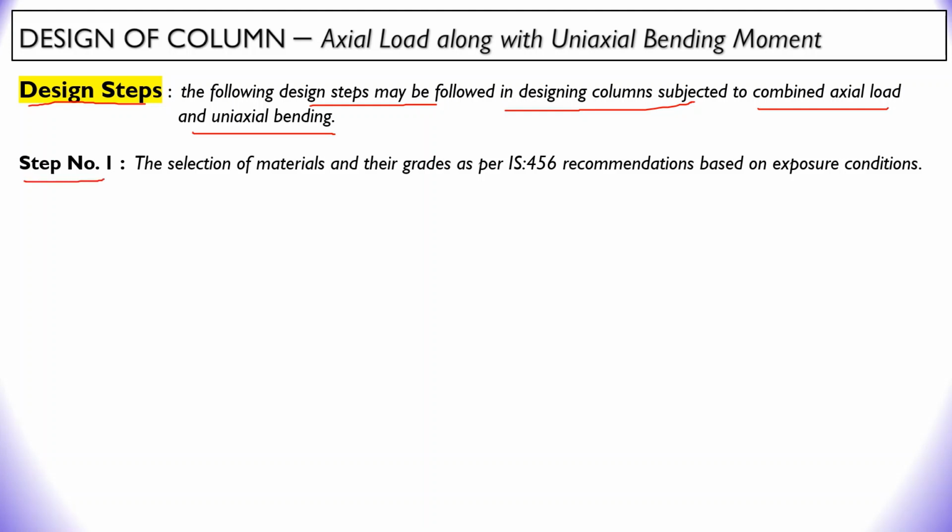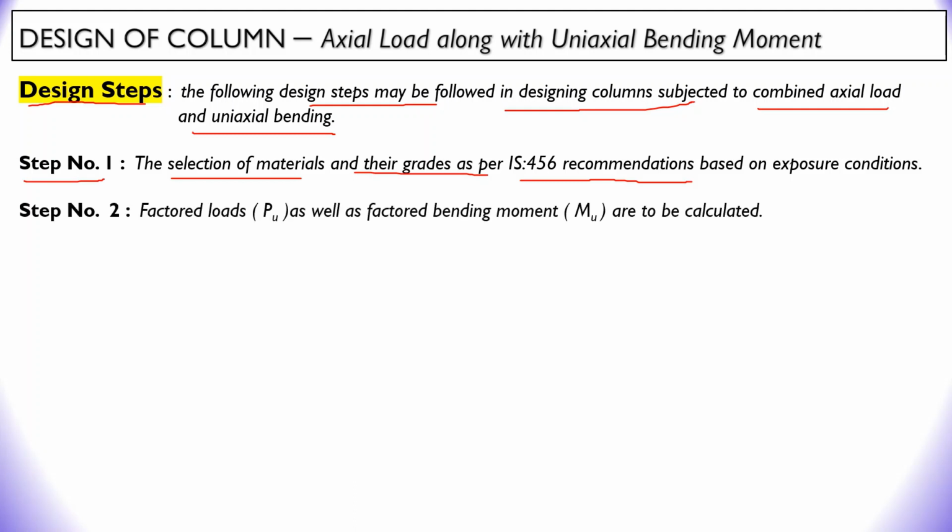Step number one is the selection of the materials and their grades, again as per IS 456 recommendations, which may be based on exposure conditions. In step number two, based on the data available, we first have to calculate the factored load, that means the ultimate factored load Pu, and the factored bending moment. Both we have to work out.